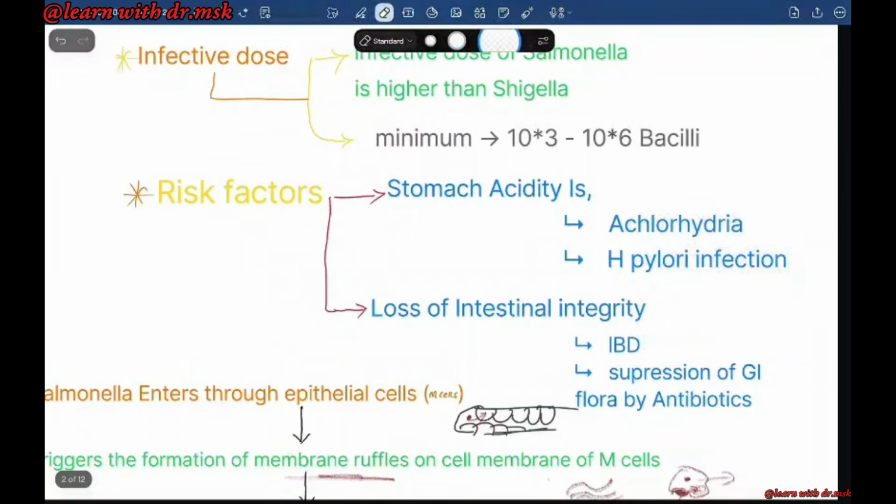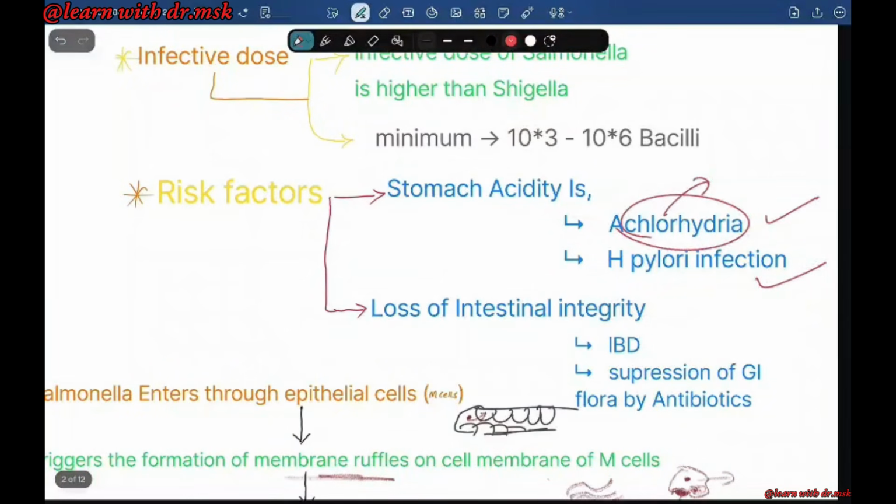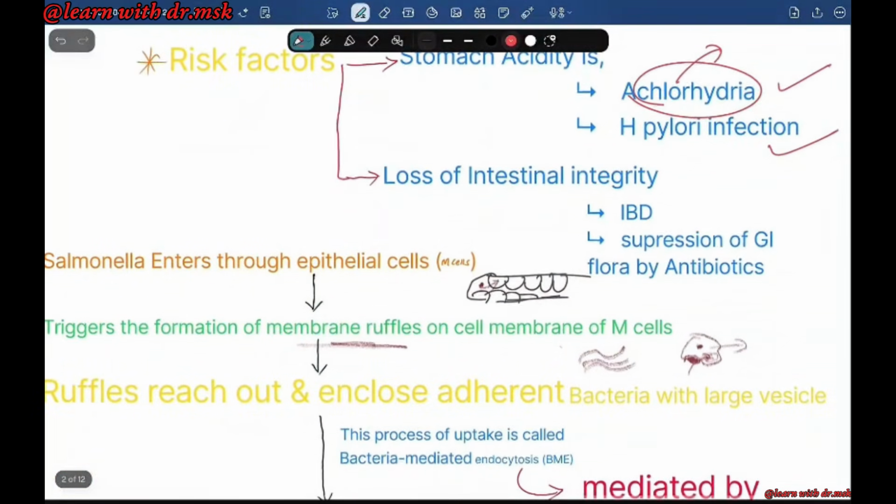Where can we see this? This can be seen in achlorhydria and H. pylori infection. Achlorhydria means there is less production, or a lesser quantity, of HCl produced. This condition is called achlorhydria. And the same with H. pylori infection.